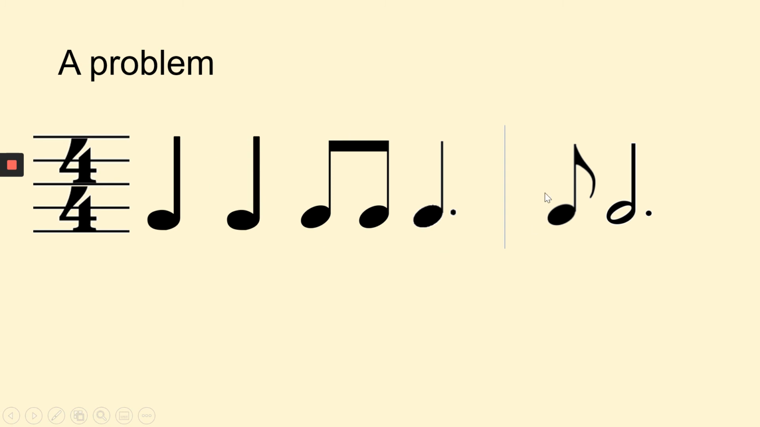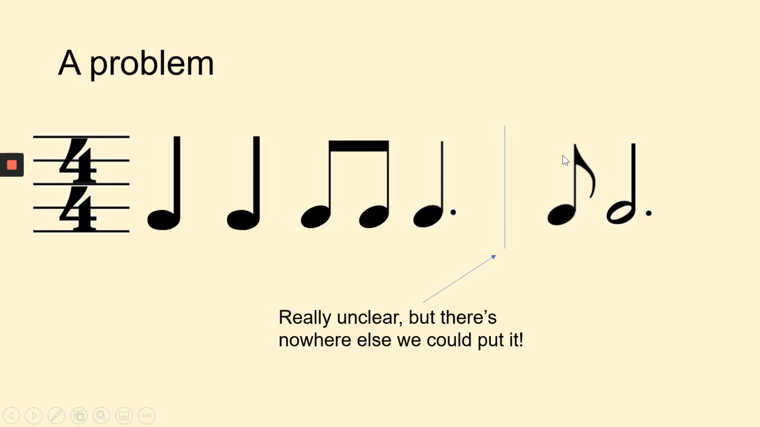It lasts for an even 2 bars, and it is in 4/4, but we have to put a bar line here, and that's super unclear for 2 reasons. 1, it means that on this side we've got more than 4 beats, and on this side we've got less than 4 beats, and it makes it really unclear that this note needs to be lasting into the second bar to join up with this quaver. So it's really unclear, but there's nowhere else we could put it.